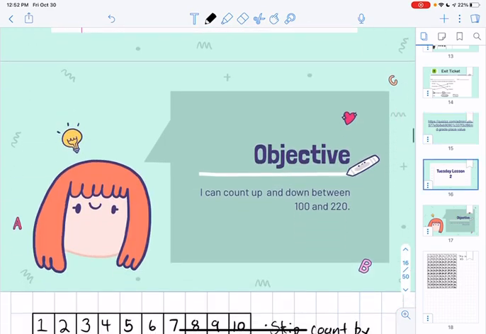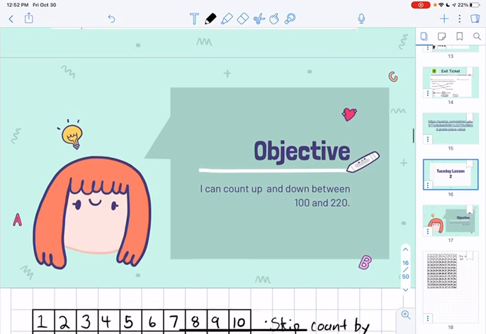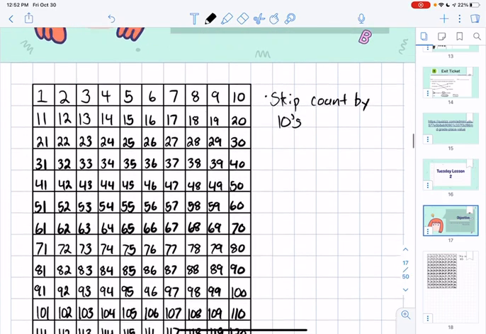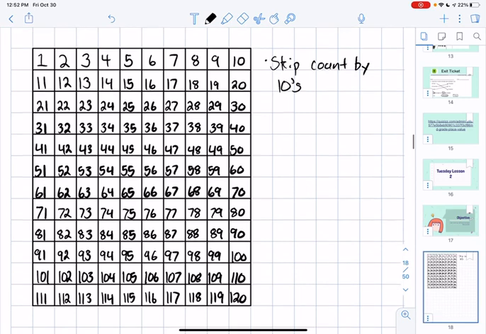Alright, our objective is I can count up and down between 100 and 220. First, what we're going to do though is we're going to do some skip counting. And we're going to skip count by tens. We're going to start at 4. 4, 14, 24, 34, 44, 54, 64, 74, 84.